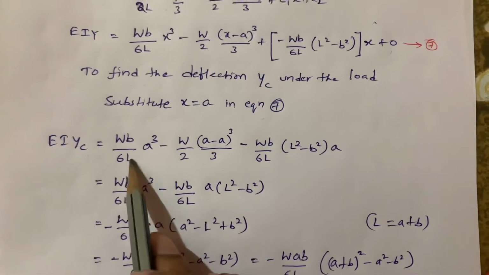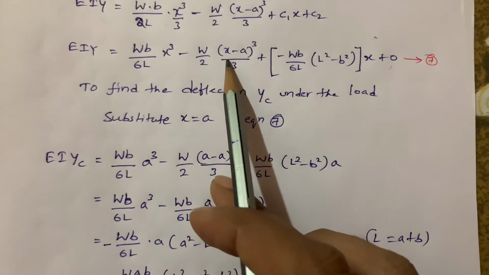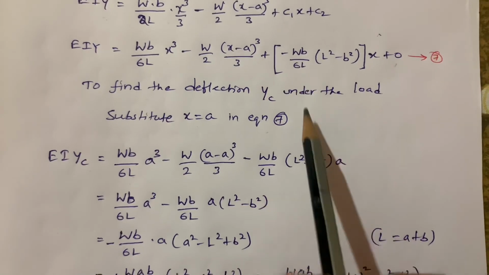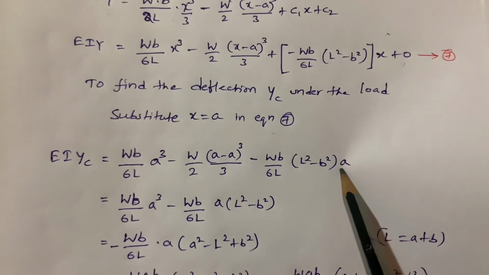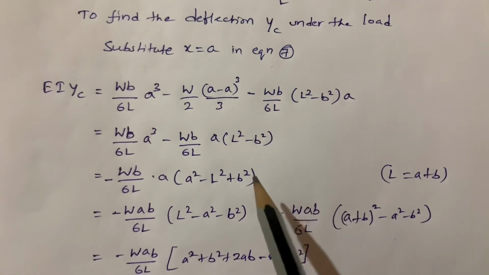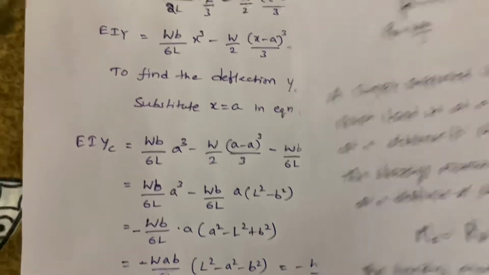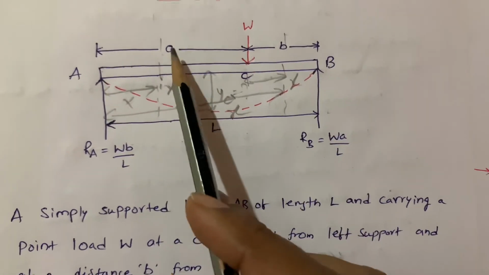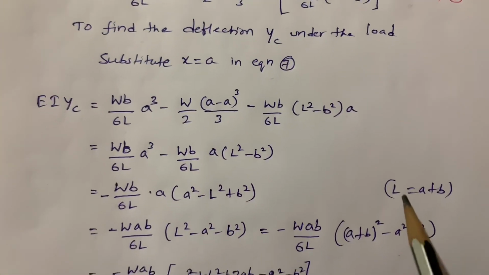So WB by 6L into A cube minus W by 2 into, here x is there, A minus A is 0. So this entire term becomes 0. WB by 6L, L square minus B square, here x is there, I substituted A. After that I calculated all this. But here L equal to A plus B. L is nothing but, in our diagram, this total distance is L. So L is nothing but A plus B. So that's why I wrote L equal to A plus B.